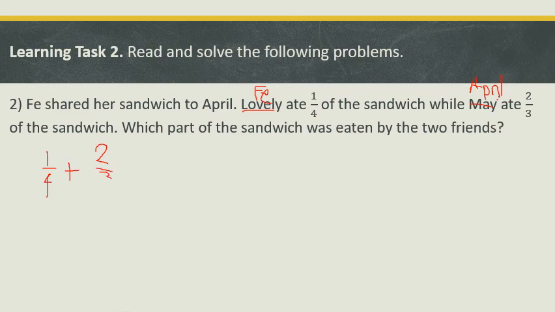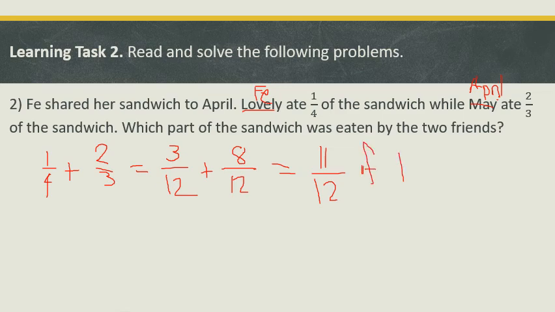So, yung 1/4 kasi kinain ni Fe, yung 2/3 kinain ni April. So, ang LCD ng 4 at saka ng 3 is 12. So, ang similar fractions nila ay, 12 divided by 4 is 3. So, 3 times 1 is 3. 12 divided by 3 is 4 times 2 is 8. So, 11 twelves. So, ito po yung part of the sandwich na kinain ni Fe and April.